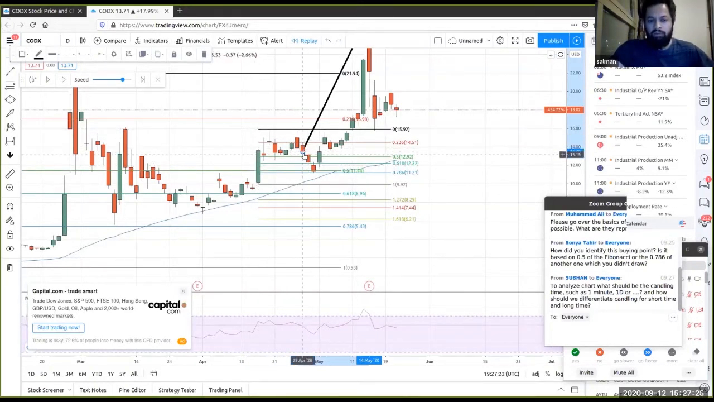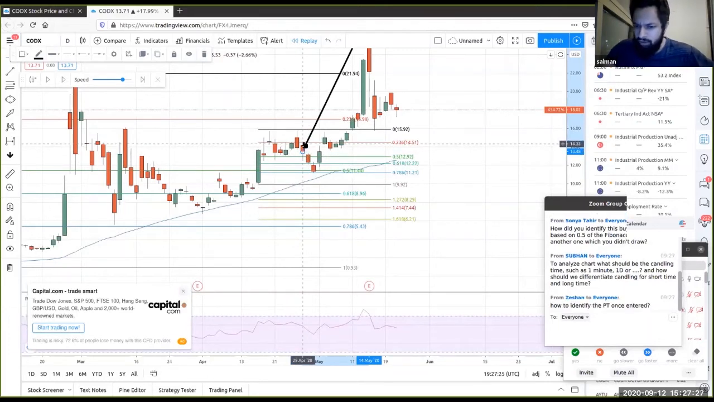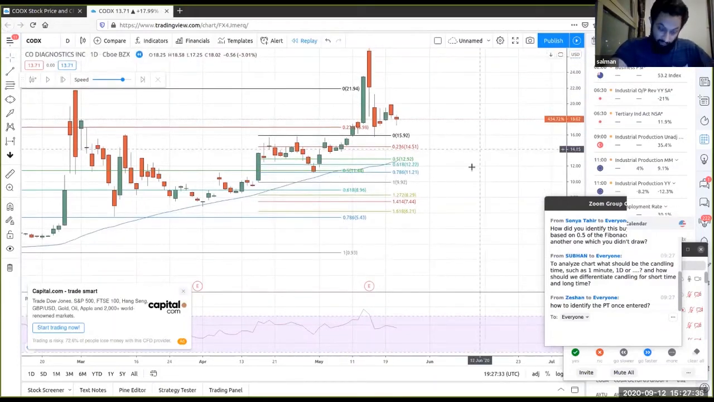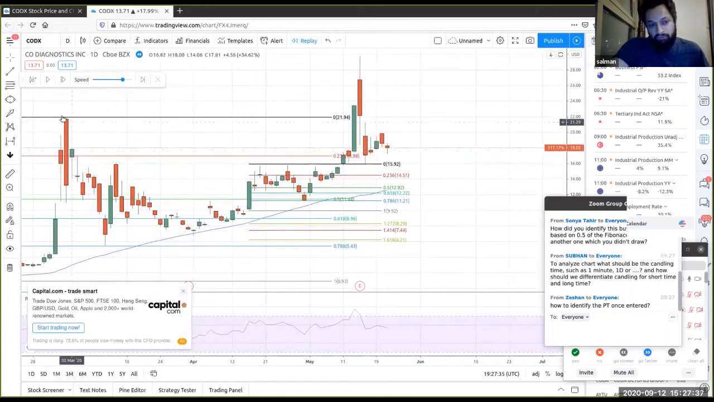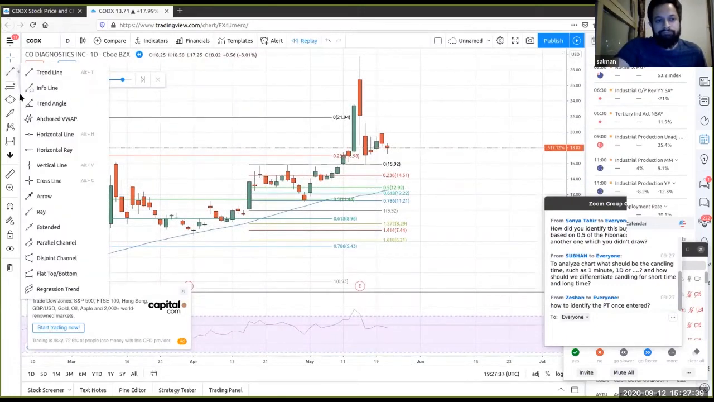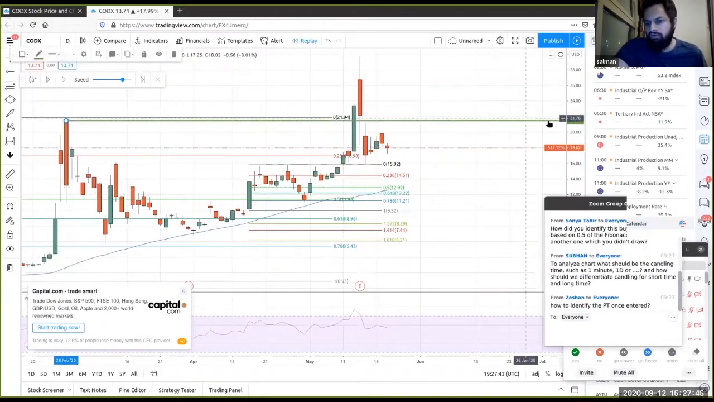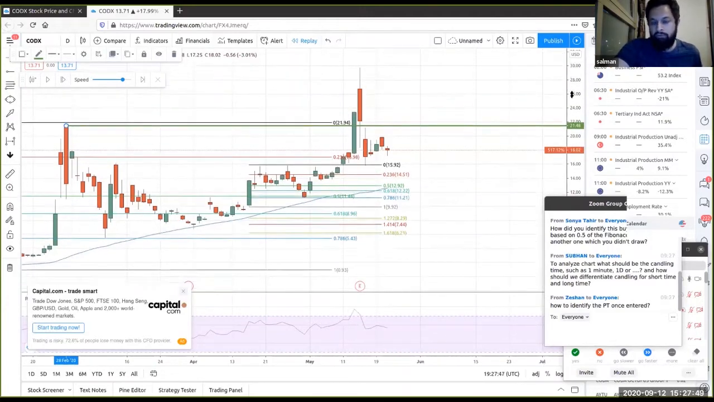Let me see, I'll come back to Subhan. Yes, that's another question: how is the PT for this trade? How to trade that? So the first target should be this one, this level. This is 21, and you should take almost 50% out of this trade once it reaches it.